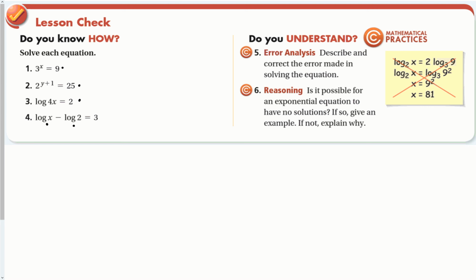Error, what's the error here? You cannot say this, right? Look, we have a log of 2 on this side, a log of 3 on this side. We cannot relate these two to each other. So this is not solvable the way it is.